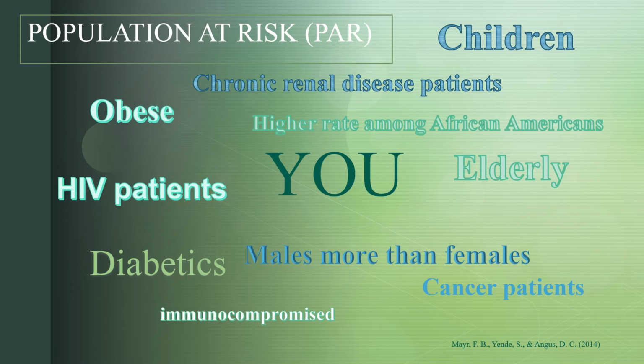Populations at risk. Some people are going to be more susceptible than others to infection because their system may be immunocompromised or they may have multiple comorbidities that will make their body less likely to be able to fight off infections. But the populations at risk, you have your HIV patients and your cancer patients, whose systems are immunosuppressed. Also, the chronic renal disease patients, their systems are immunosuppressed.